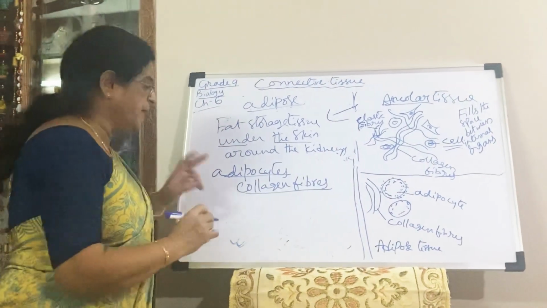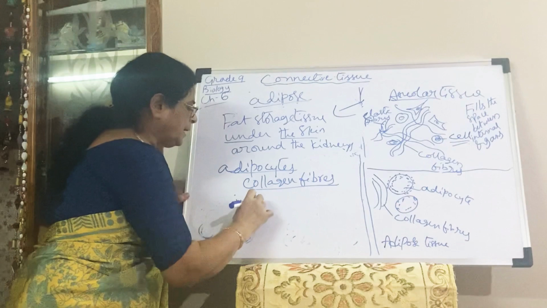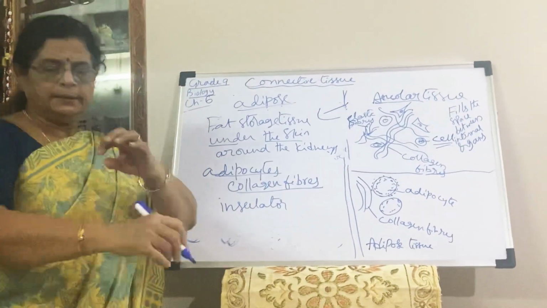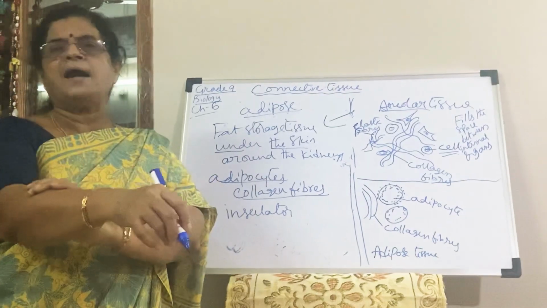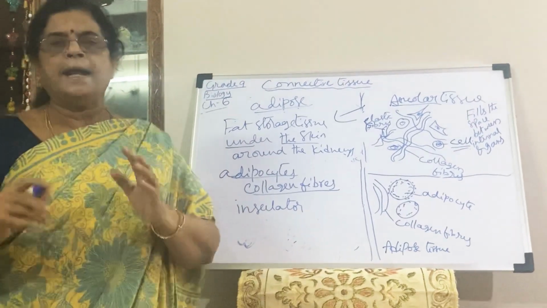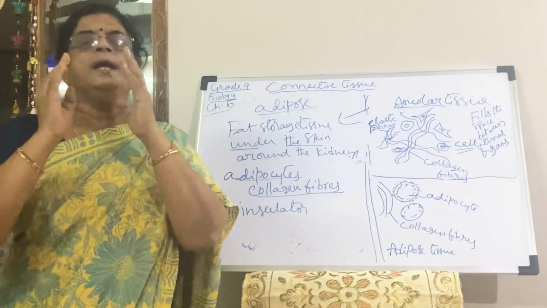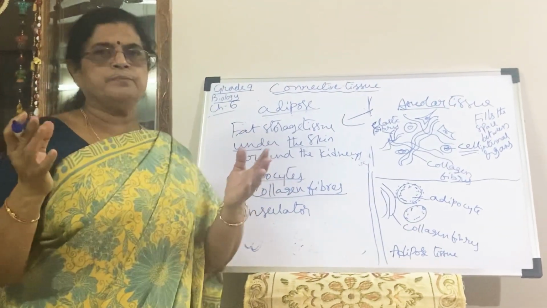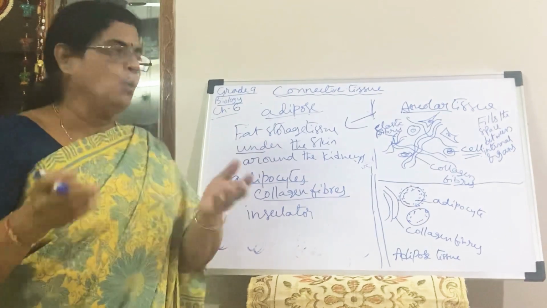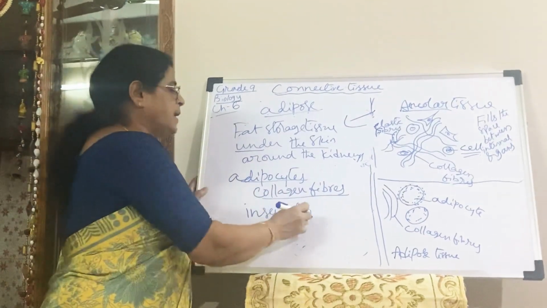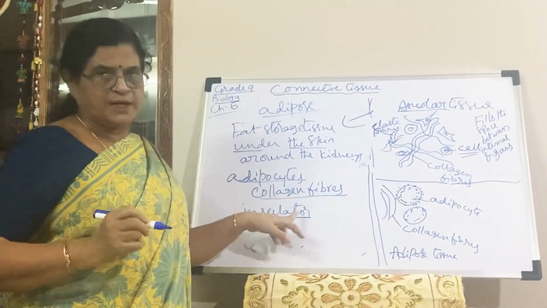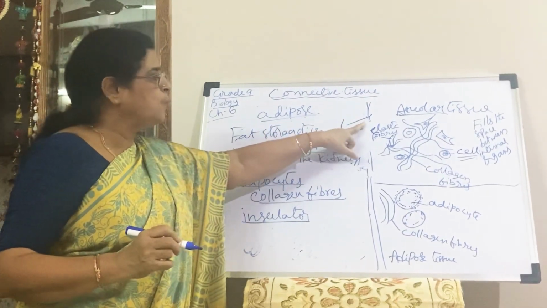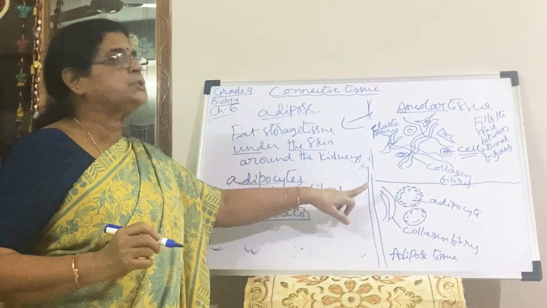Another main function is that it works like an insulator. The fat is deposited under the skin and works like an insulator. It does not allow the body temperature to move out. Which one? Fat tissue, that is the adipose tissue. So, areolar tissue and adipose connective tissue.